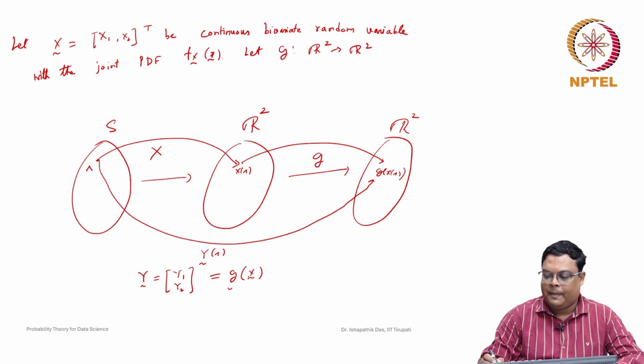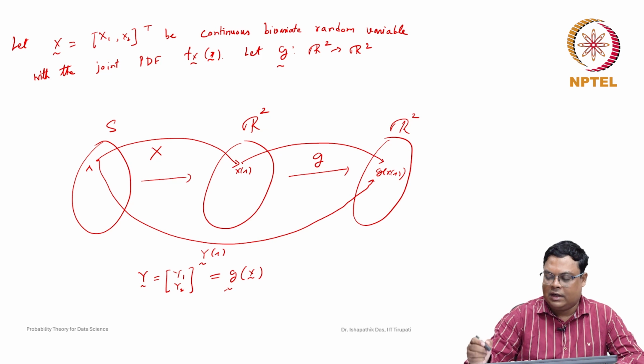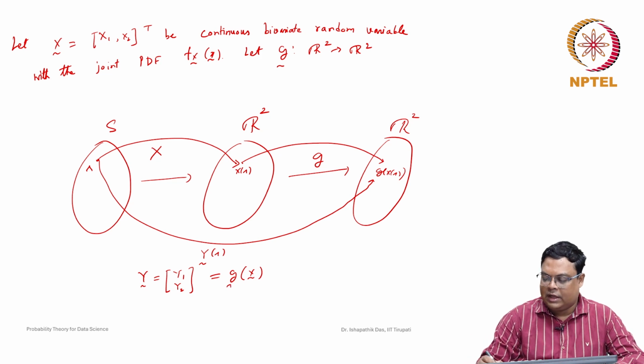So g is also a multivariate function, and we can write g tilde. g tilde of x is a function of x1 and x2, given by g1 of x1, x2 and g2 of x1, x2. It is a component vector. g1 is a function from R2 to R, and g2 is another function from R2 to R, such that g goes from R2 to R2.